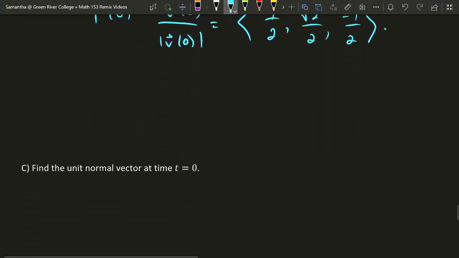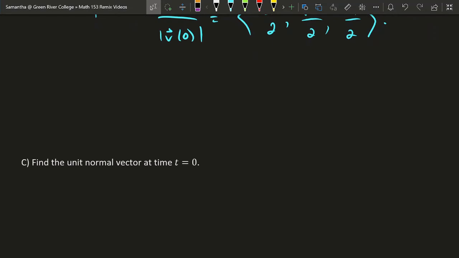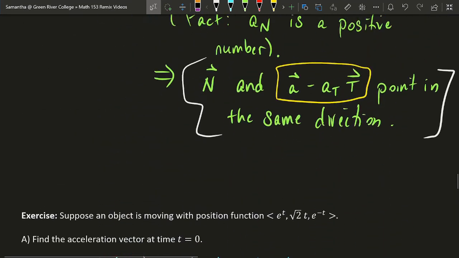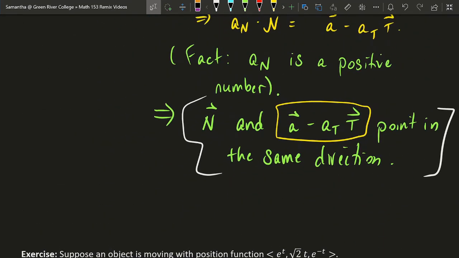Next up, our mission is to calculate the unit normal vector at time t equals 0. One of the things that is really interesting about the unit normal vector is that it points in the same direction as acceleration, take away this tangential part. So I'm going to work on finding this vector, acceleration take away tangential part. Then all I'm going to do is modify that vector to turn it into a unit vector, and that will be N.